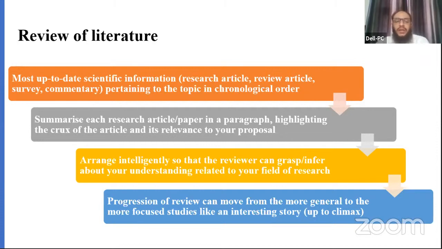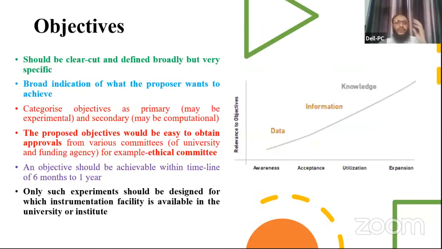So the reviewer can read your brain by simply studying the review of literature, which can illuminate your understanding of the subject. And finally, the progression of the review can move from more general to more focused studies, from start up to the climax. It means the review of literature should be connected in the form of a story from start up to the climax. The objective should be clearly stated.